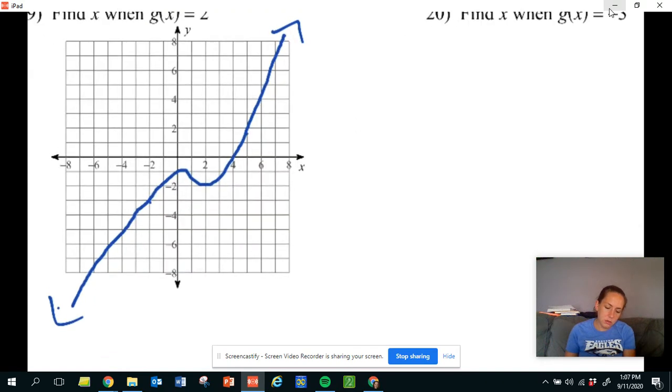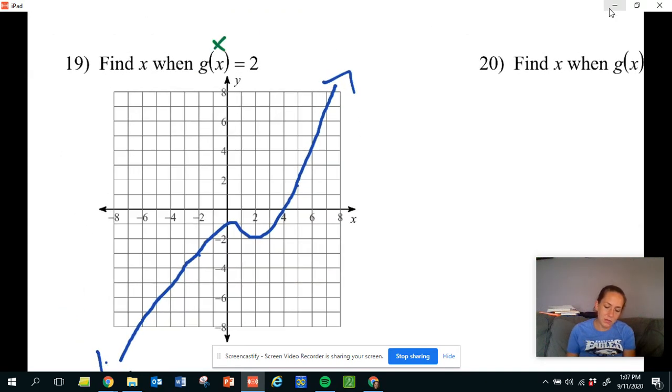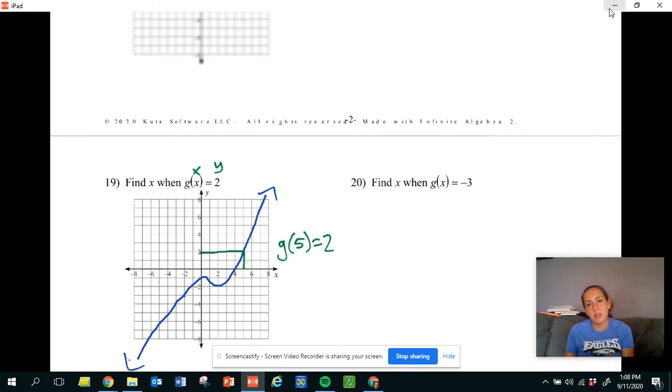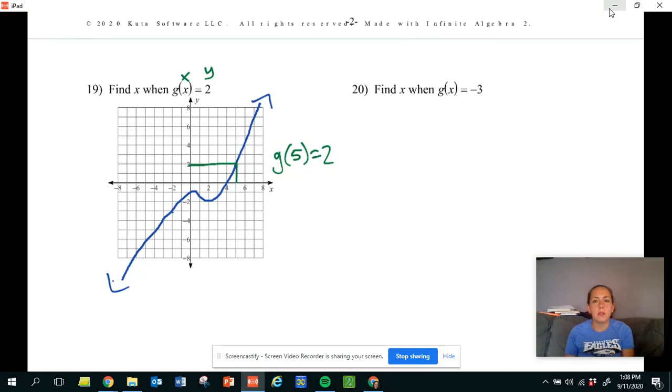Then the last one, this time they did not give you the x, they gave you the y. So you go where y is positive 2 and come over and see what x is. So in this case, it's 5. So g of 5 equals 2. And then that's everything. That's all the stuff that's going to be on the quiz. So. Okay.